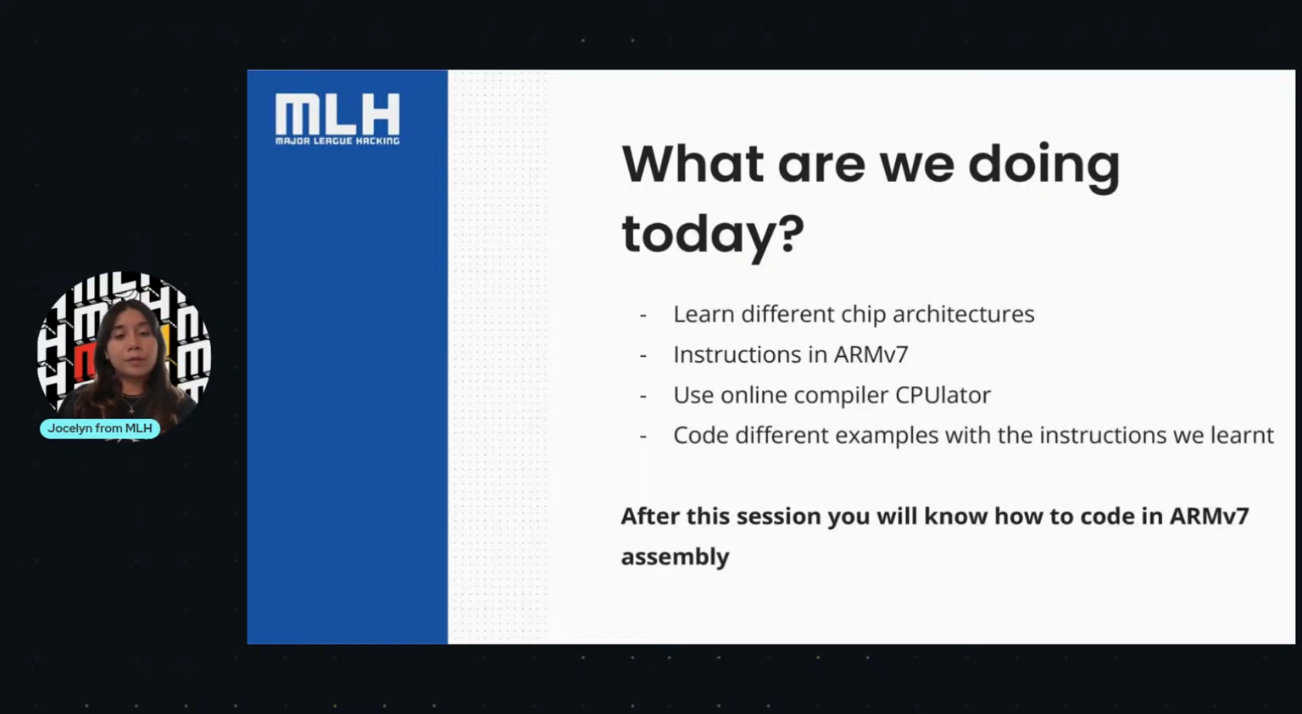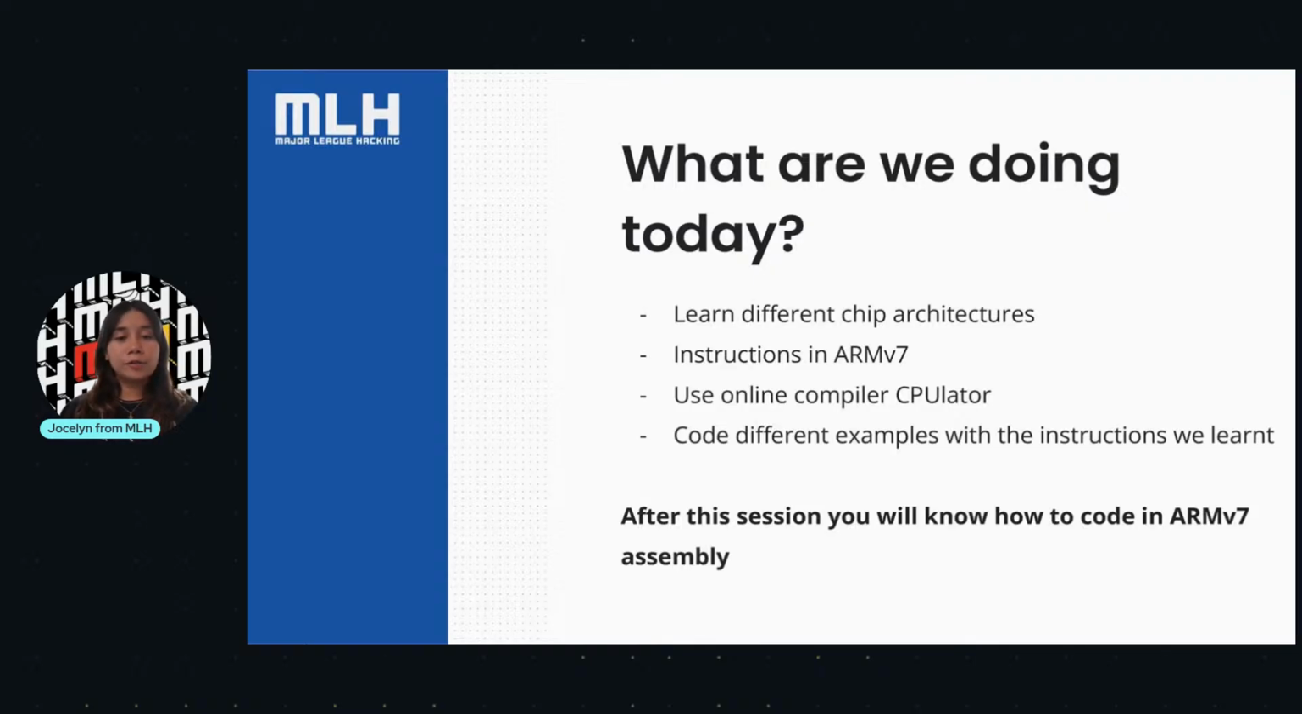First, we're going to learn about different chip architectures so you have more insight on not only assembly in itself and what it is, but also the different types that are out there and how to tell the difference between them. Then we're going to see some specific instructions in this language. It's called ARM v7, which is a specific assembly language. You'll understand more of this in a while.